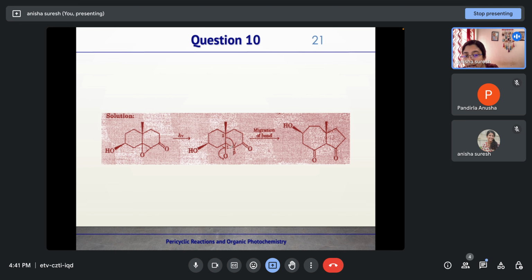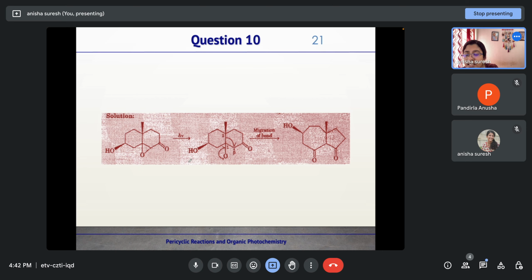When it is recombining, a carbonyl group will be generated. So this bond will be migrating over here. So here 1, 2, 3, 4, 5, a 5-membered ring, and 1, 2, 3, 4, 5, 6, 7, a 7-membered ring will be resulting.